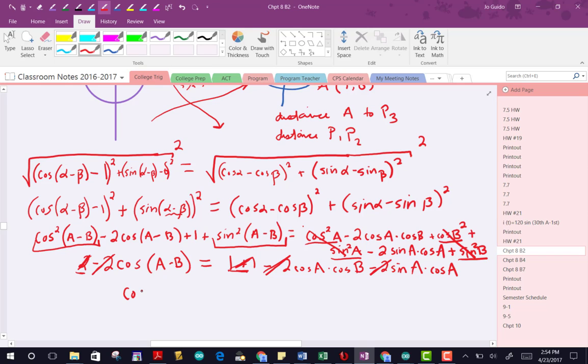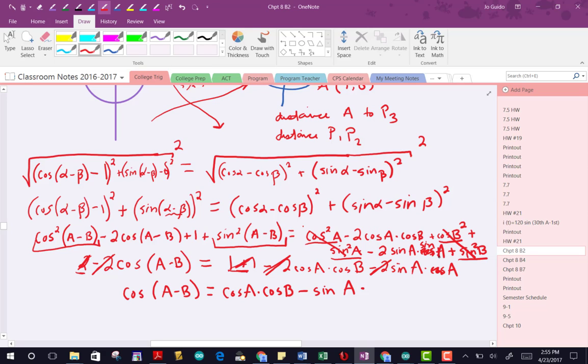Wait, did I make a mistake here? I did. This should have been a sine of A. Nope, wait a minute. Minus 2 sine A, that should have been sine B. So this is sine B right here. So minus sine of A times sine of B. And that is one of our rules that we started out with.